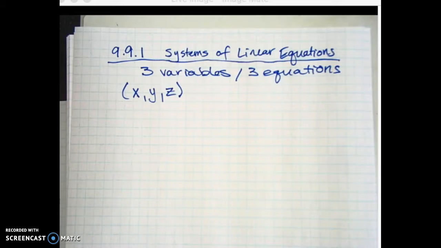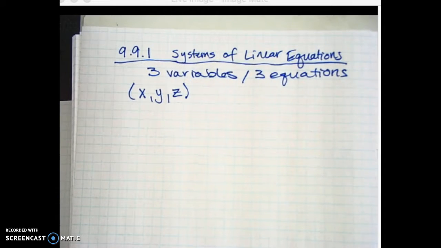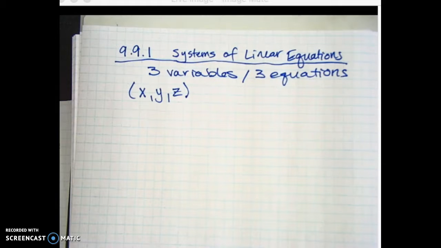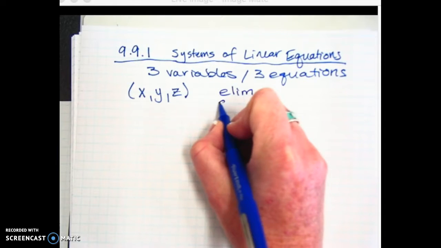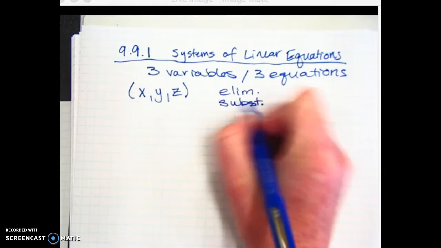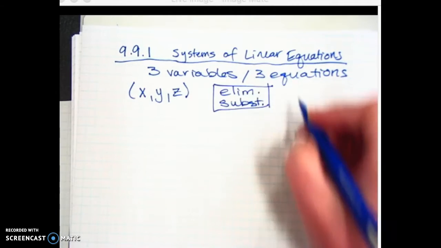All right, so when you're graphing or when you're solving 2 equations for 2 variables, there are 3 methods you can use, right? What are they? Elimination, substitution, graphing, right? You guys don't know how to graph in 3 dimensions yet. I say yet because that's coming. So we're going to stick to elimination, and we're going to stick to substitution. These are the 2 main methods.